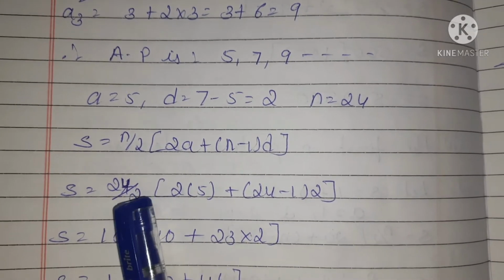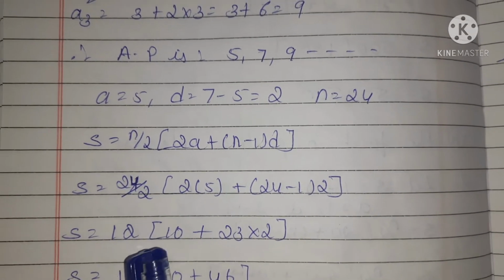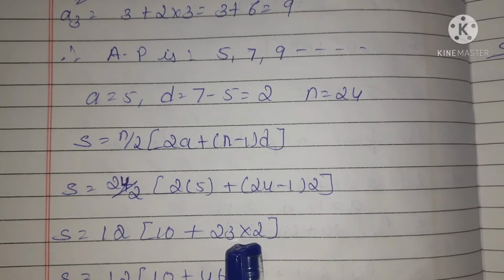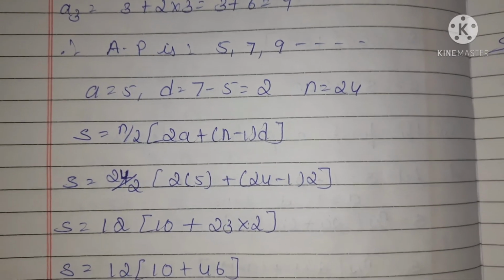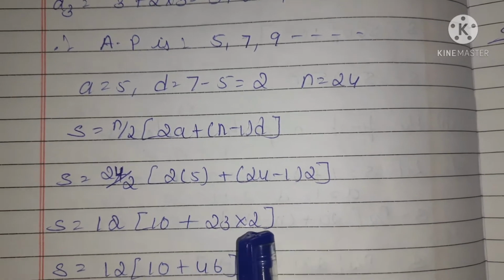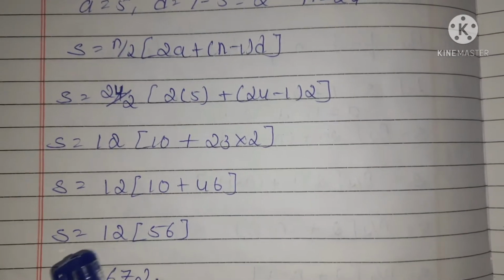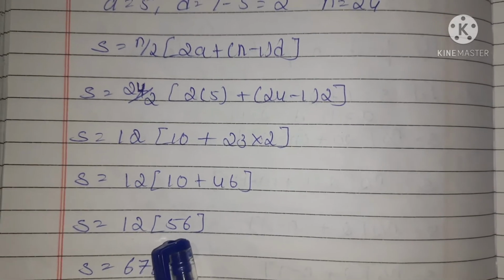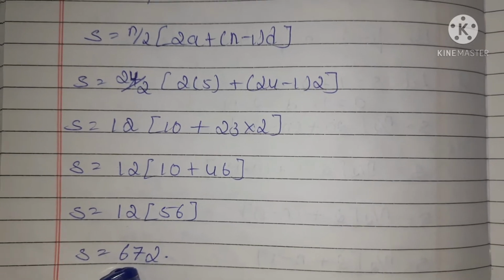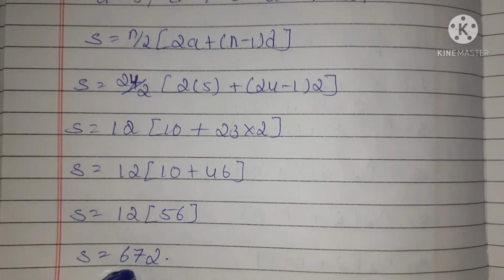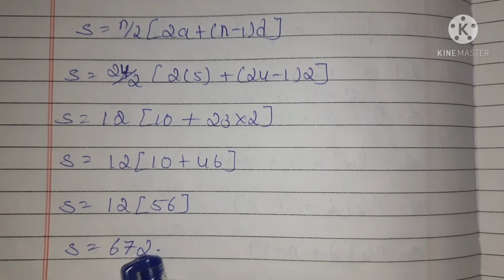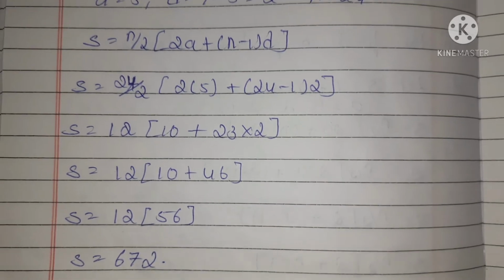Now S is equal to, here 2 ones are 2, 12 into 2 fives are 10 plus here 24 minus 1 is 23 into 2. Now S is equal to 12 into 10 plus 23 twos are 46. Now S is equal to 12 into 50, 10 plus 46 is 56. S is equal to 12 into 56 is 672. Now the sum of the first 24 terms is 672.